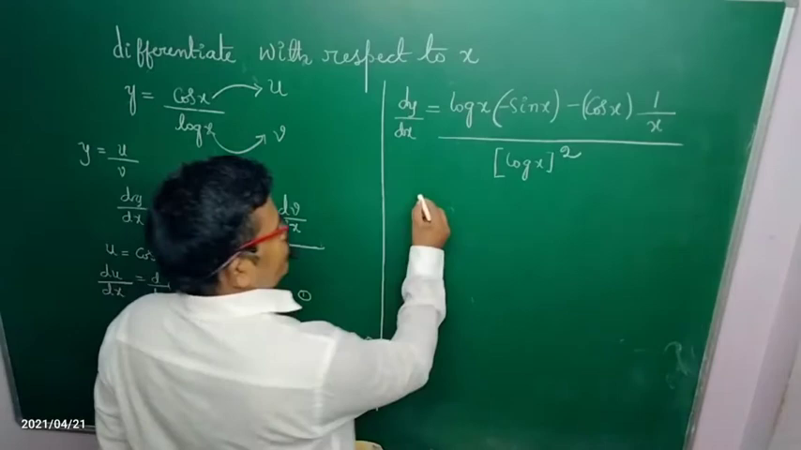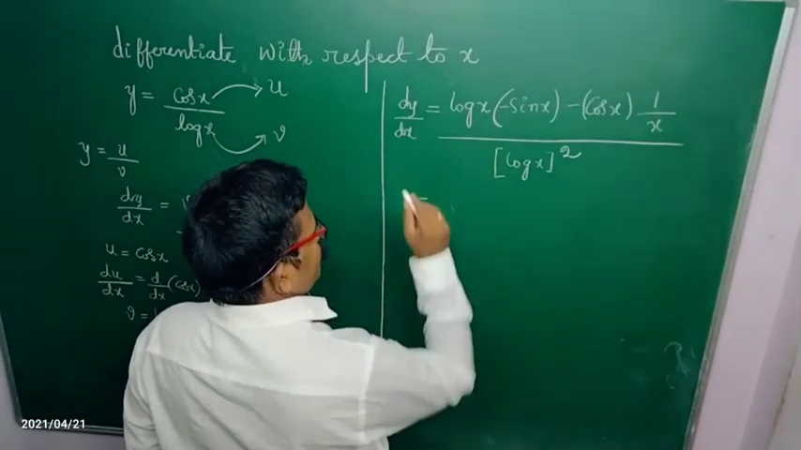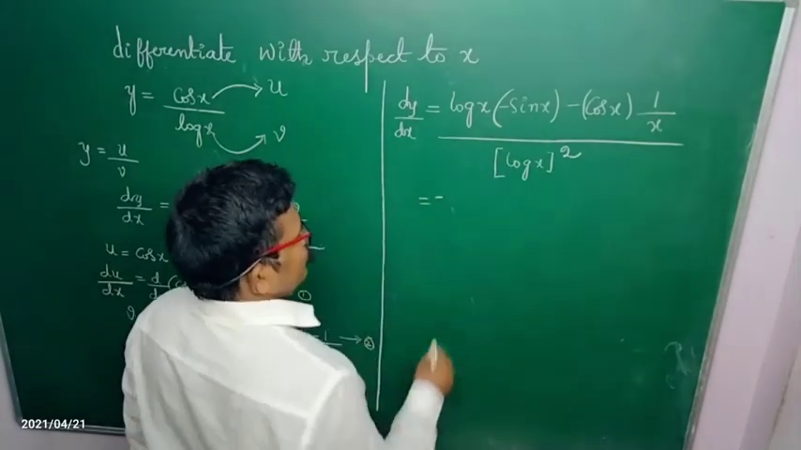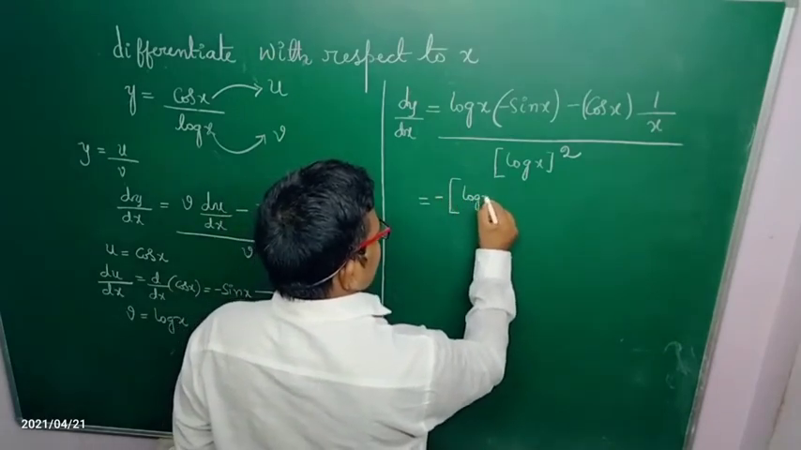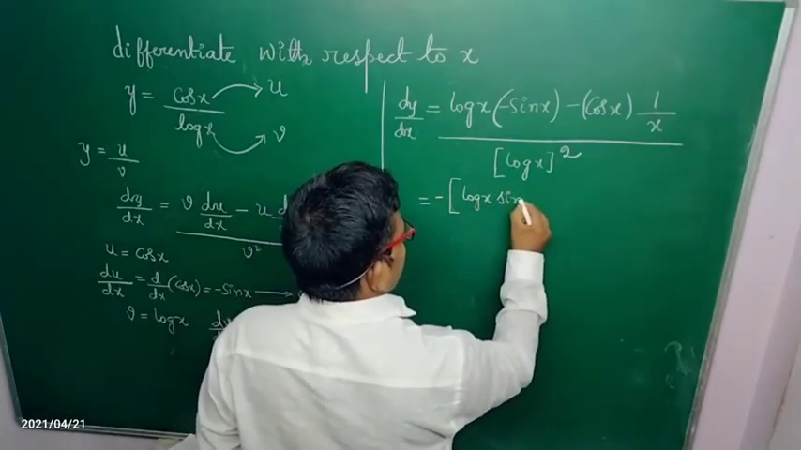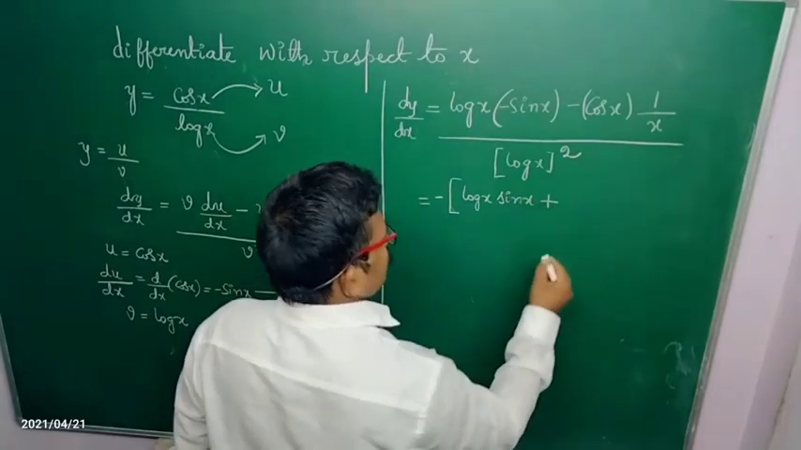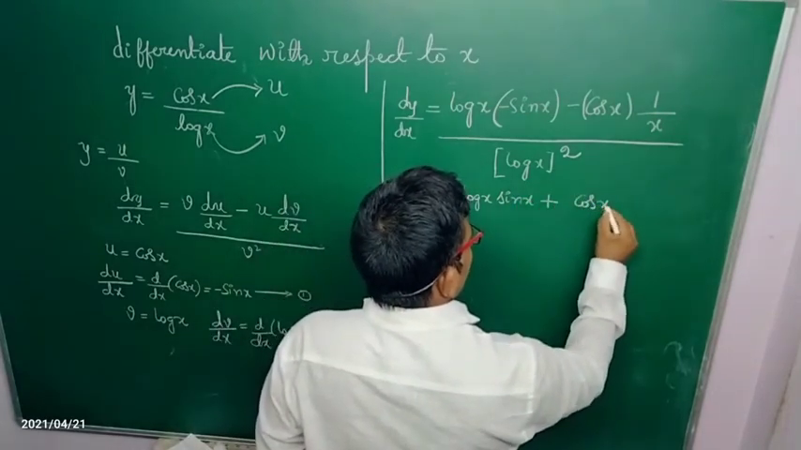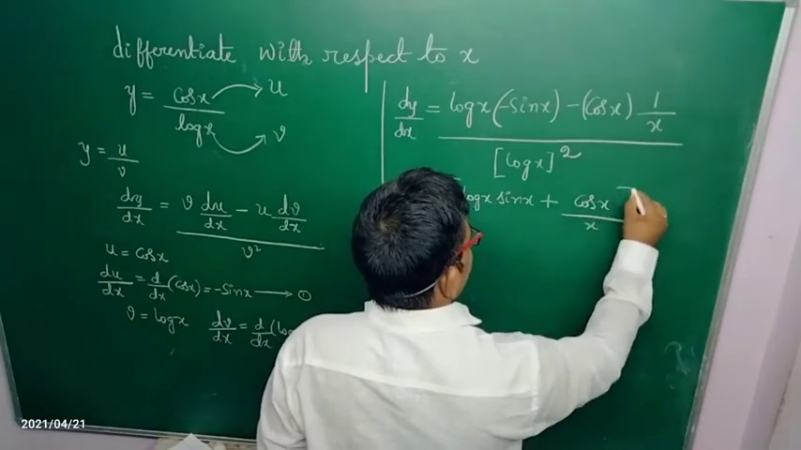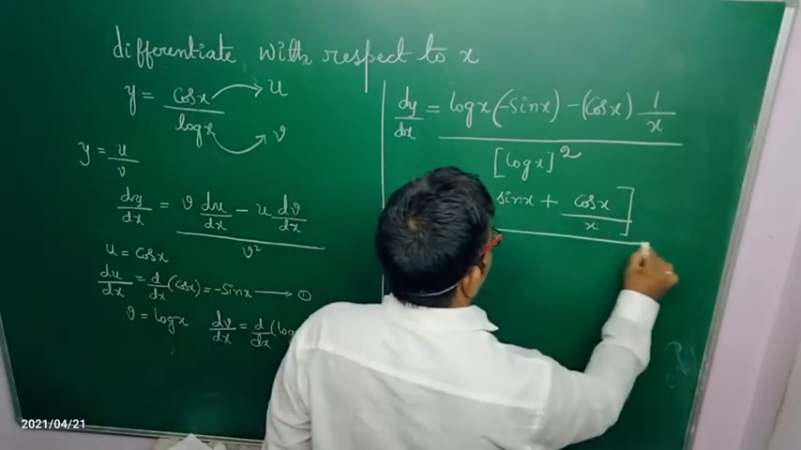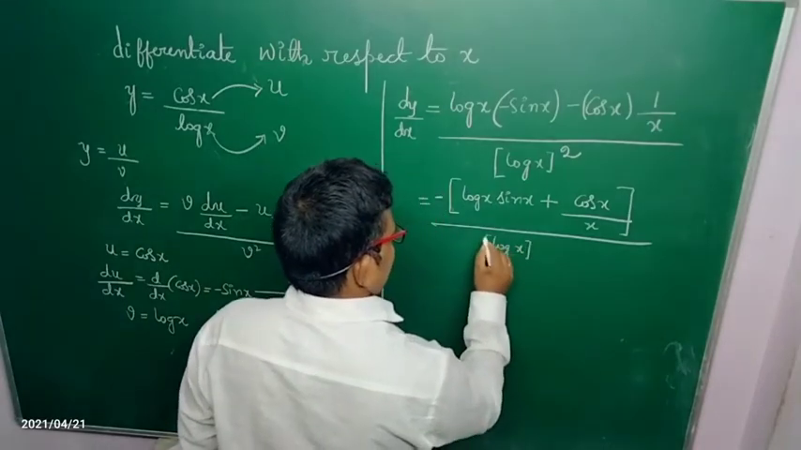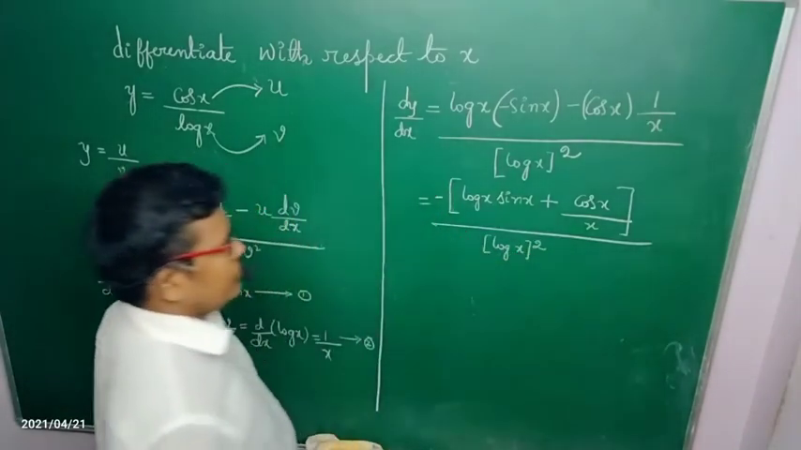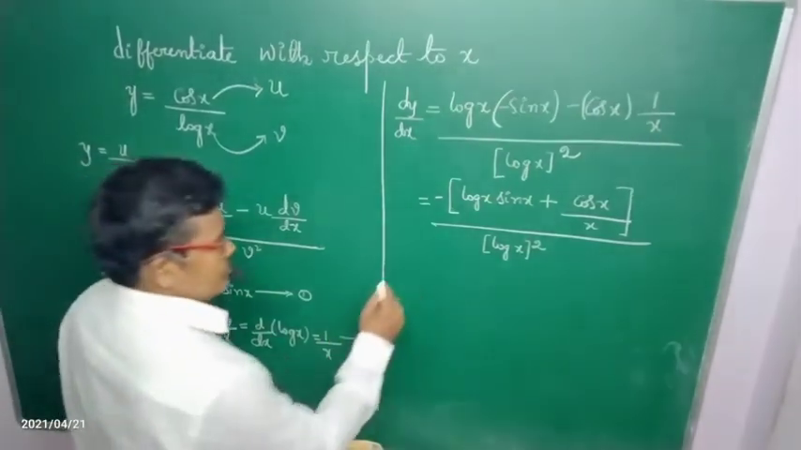Then take minus common. Minus of log x sin x plus cos x by x, by log x whole square. Okay.